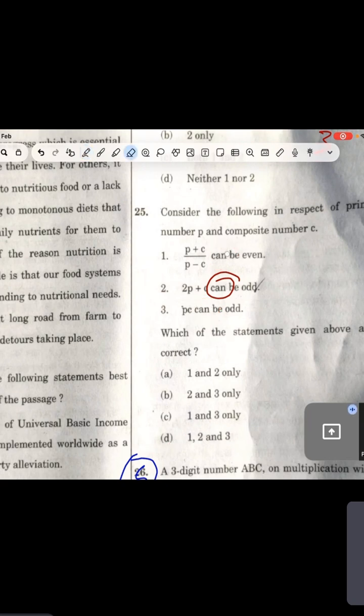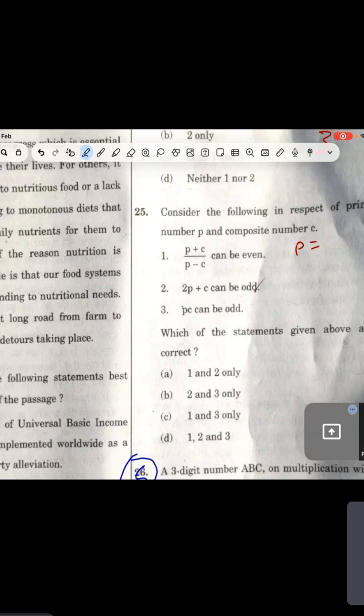But guys, let's just solve it. So guys, let's say P is a prime number, right? So let's say 2, 3, 5, 7, 11. Then C is a composite number. So here 4 can be, 6 can be, 8 can be, 9 can be, like that. Now take any number. So let's say I'm taking 2 and 6. So 2 plus 6 and 2 minus 6. So the result will be what? 8. So yes, it can be even.